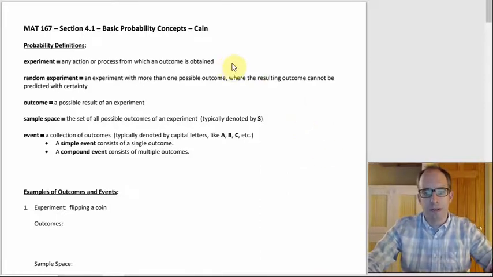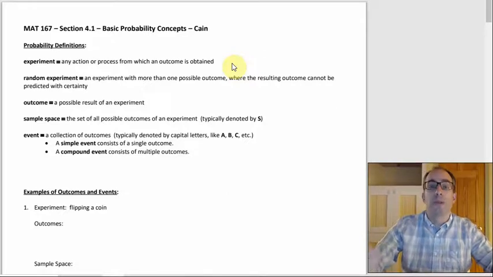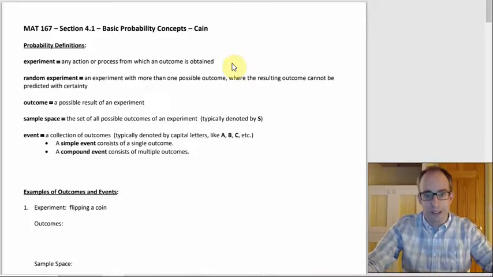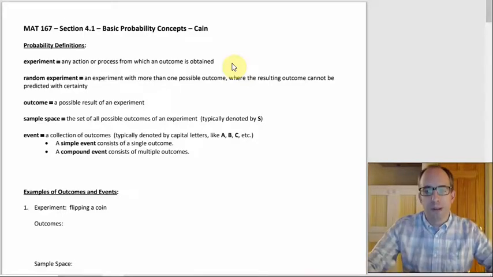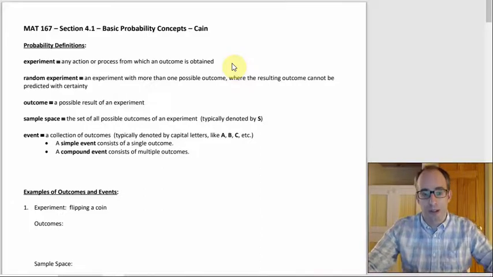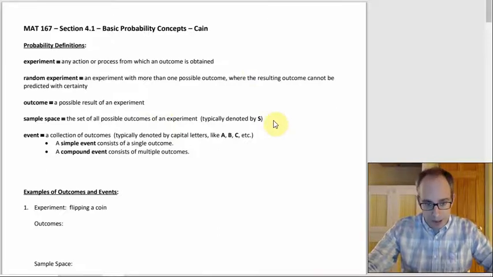So an experiment is any kind of action where you get an outcome. And a random experiment is one where you don't know which outcome you're going to get. So there would have to be at least two for that to make any sense. But assuming that there are at least two possible outcomes, a random experiment is one that before the experiment happens, you don't know which one you're going to end up with. So then your outcomes are your possible results. Sample space would be the set of all possible outcomes.